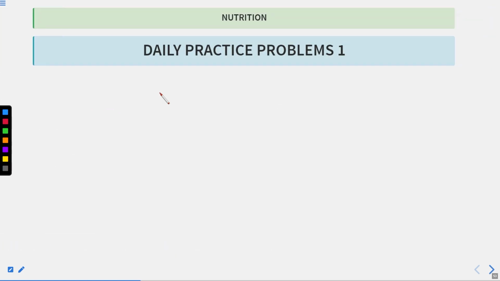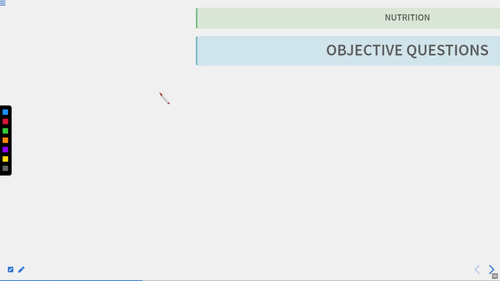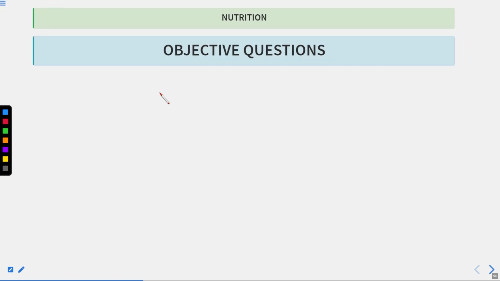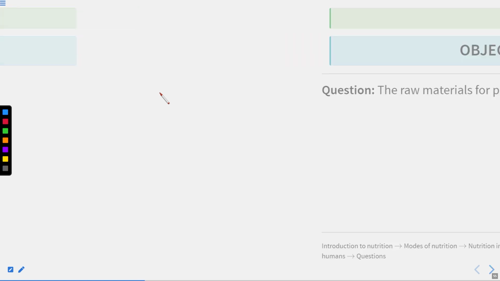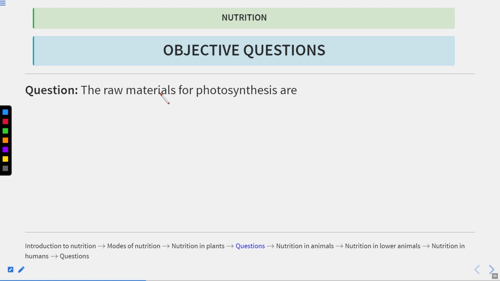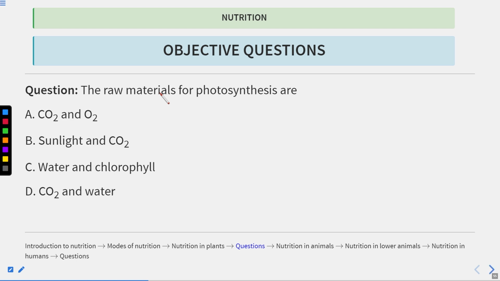Now let's talk about some daily practice problems. In this session, we'll be solving multiple choice questions. These are objective questions, and within objective questions, we'll be studying the multiple choice questions. Here, the first question is: the raw material for photosynthesis. The options are carbon dioxide and oxygen, sunlight and carbon dioxide, water and chlorophyll, and carbon dioxide and water.